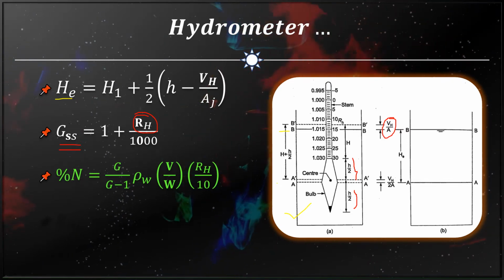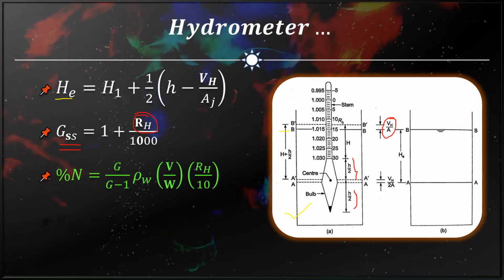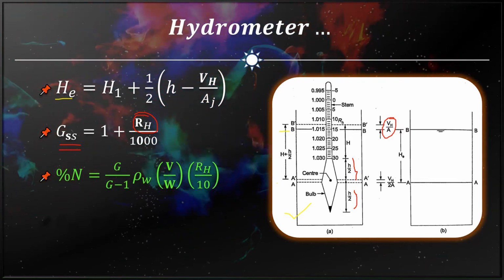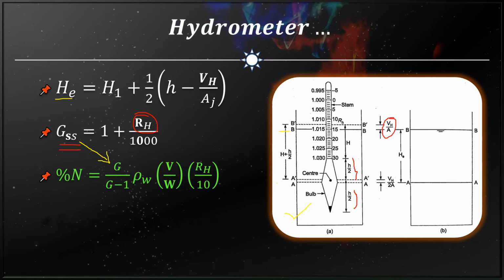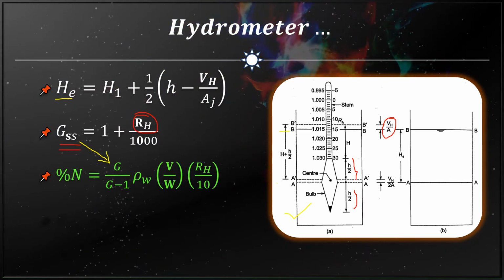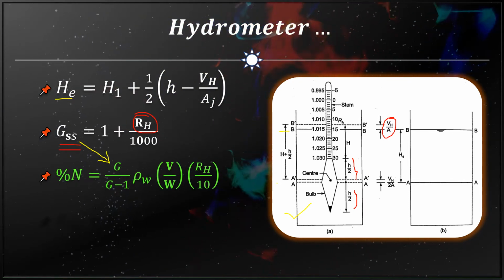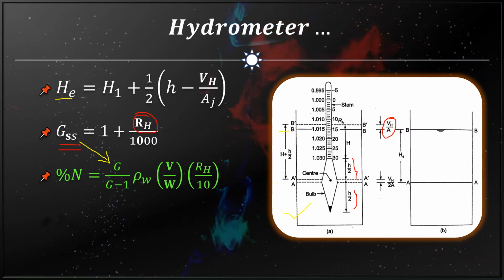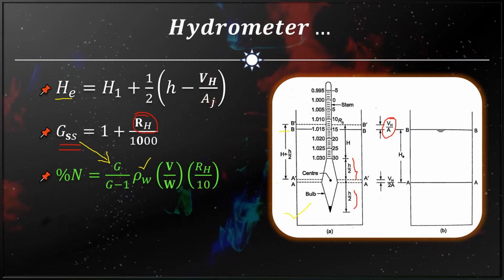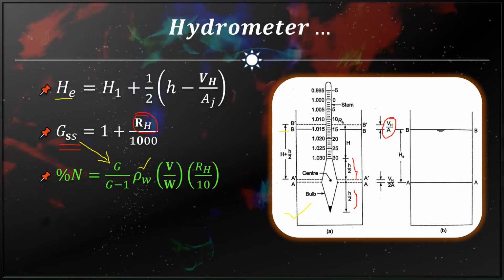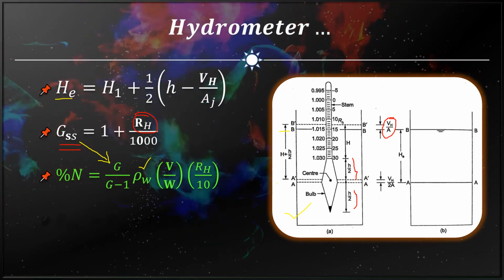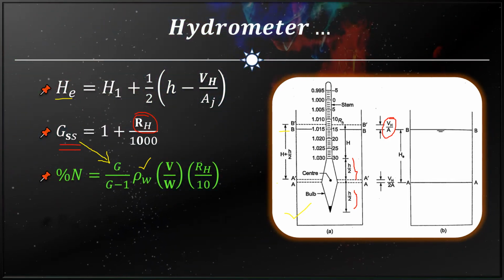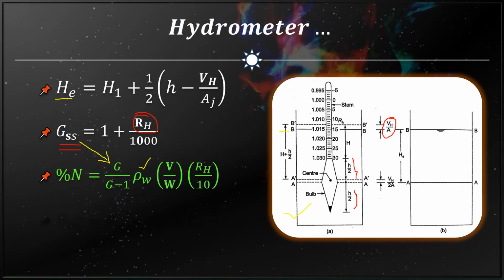N equals G by G minus 1 into rho w into V by W into Rh by 10. Here Gss is nothing but G. Both are the same, the specific gravity of soil suspension. Rho w we know, density of water. And what is V? Total volume of soil suspension. And what is W? Weight of soil mass. And Rh is the corrected reading of hydrometer.